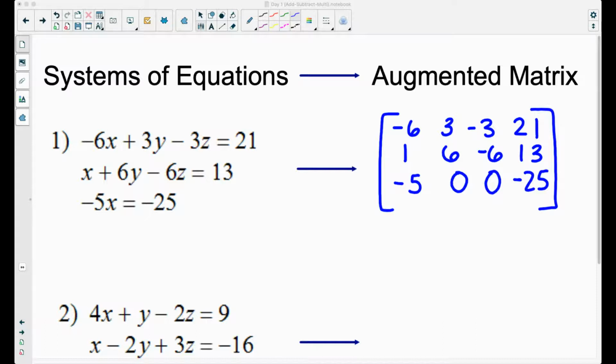How big do these problems get? Like, how many rows and columns do you have? For our world, I think it's still just going to be 3 by 4s because it's 3 equations, 3 unknowns, and you're always going to have a solutions column. But they can get bigger for sure.